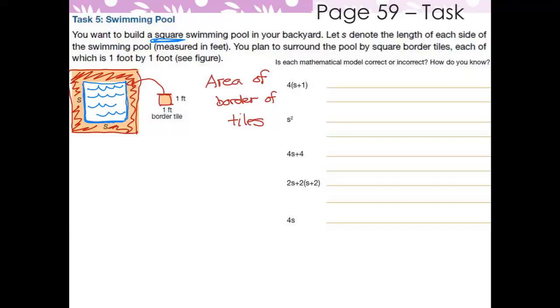The first one? What about the first one? 4 times s plus 1. I mean, we had to count the size, right? To get like 4, so it would be like... Okay, there are 4 sides. Yes, that's a good start.